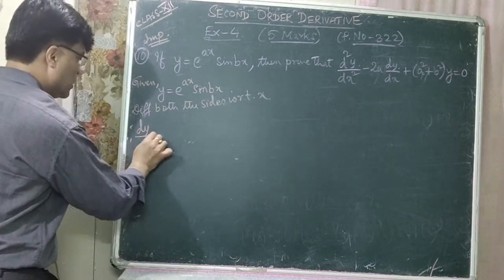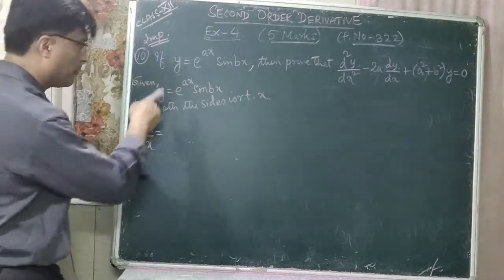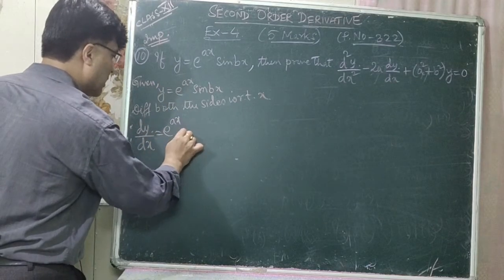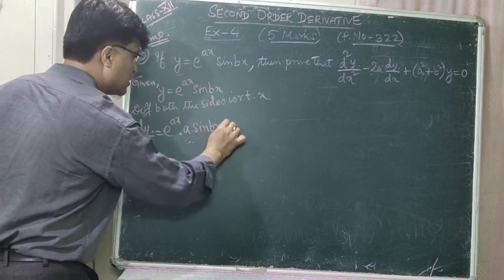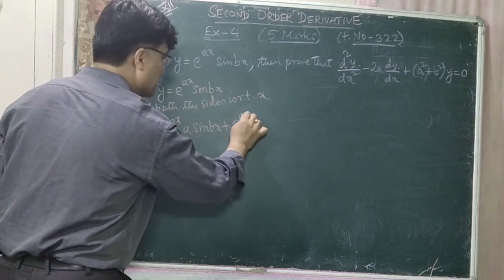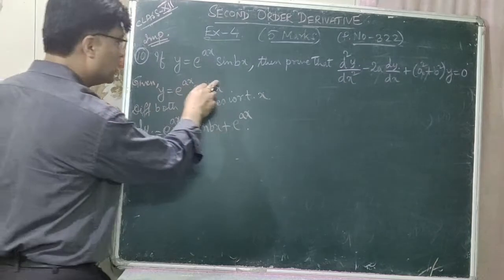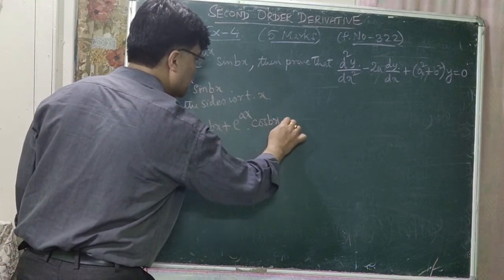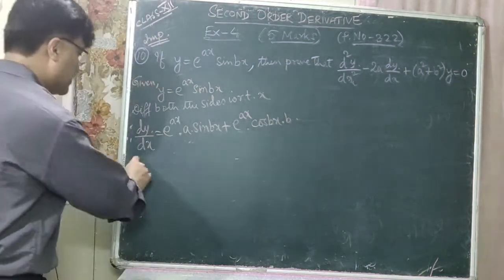Therefore dy by dx is equal to, here you have to use UV rule or product rule. Now take the differentiation of the first function e to the power ax into a, keeping the second term as it is, sin bx, plus, now keeping the first term as it is, that is e to the power ax as it is, take the differentiation of the second function. What is the differentiation of sin bx with respect to x? It is cos bx into b. So I think you have understood it. Okay, let us simplify it.